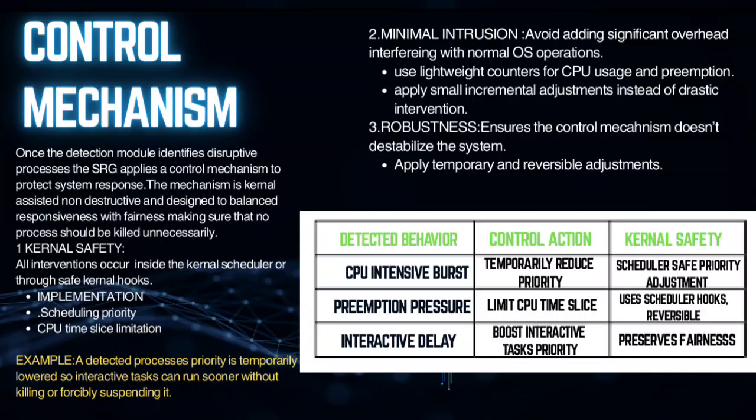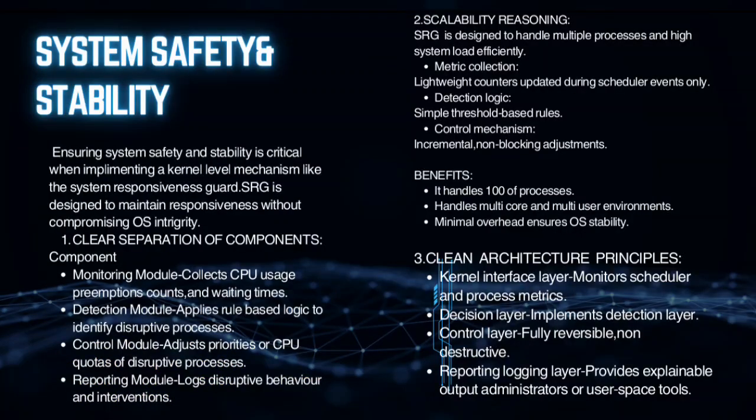And let us go through the system safety and stability now. But we forgot an example for the control mechanism. Let me give the example. A detected process's priority is temporarily lowered so an interactive task can run sooner, without killing or forcibly suspending it. And now the system safety and stability.